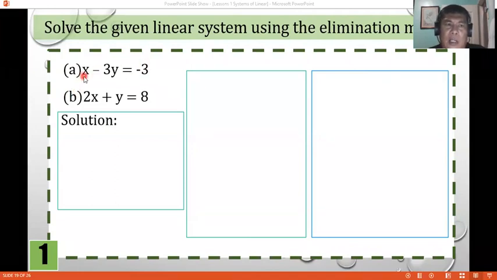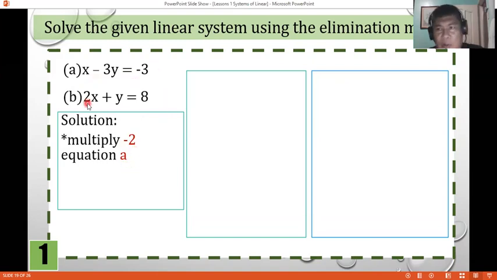Example. Equation A is x minus 3y equals negative 3. Equation B is 2x plus y equals 8. Ito yung solution natin. Multiply ko ng negative 2 ang equation A. Bakit? Para magpare silang 2. The same procedure lang, di ba? Okay? Let me continue.